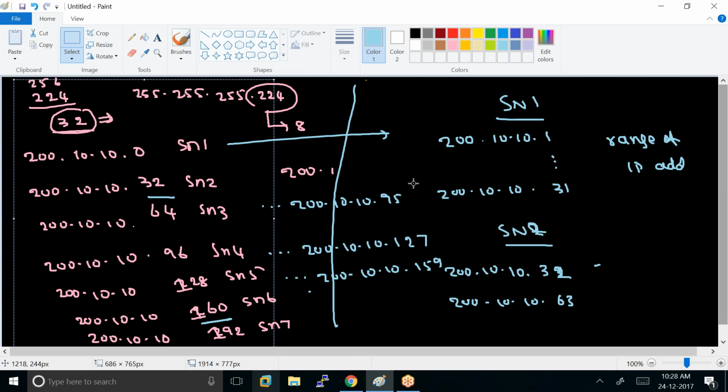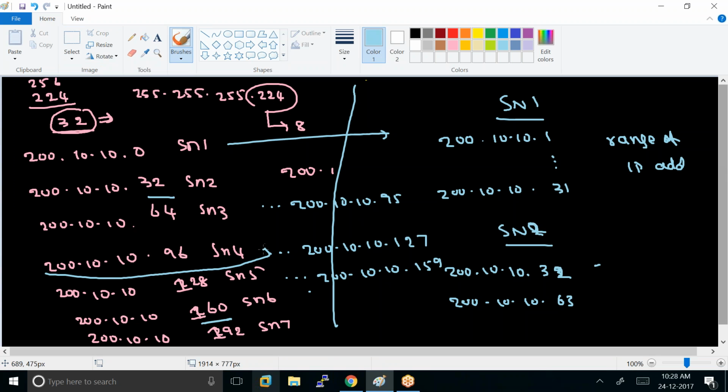Okay, the range of IP address. Let me take one scenario and let me do this scenario. Let me take this subnet 4 and we do the scenario. If you have any doubt, please let me know.